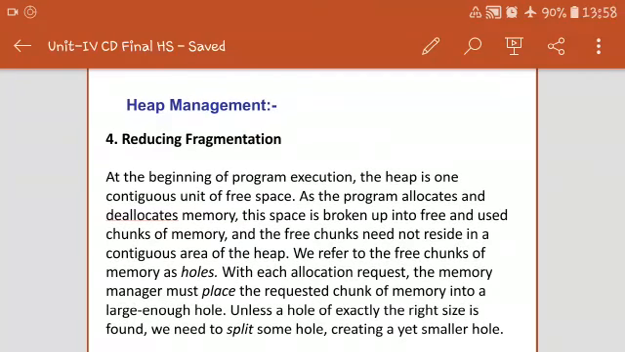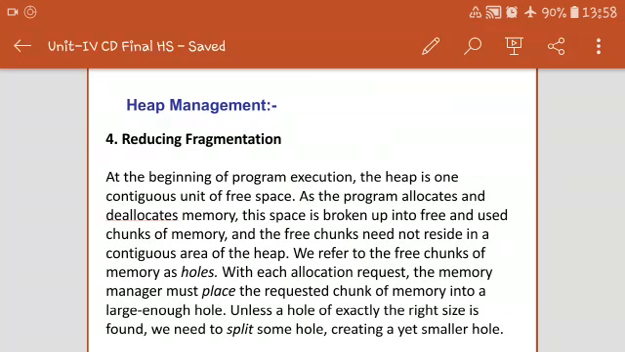So, hello students, today we are going to discuss another important topic of heap management, that is dynamic memory management, that is reducing fragmentation. In the last lecture we discussed the things related to the hierarchy of memory. Then we also discussed the things related to the memory manager.